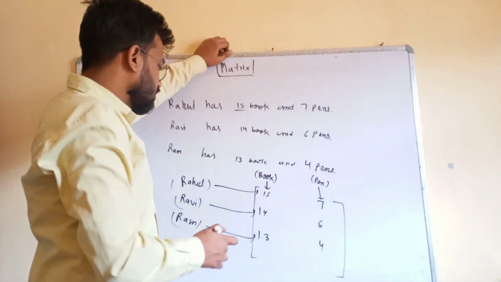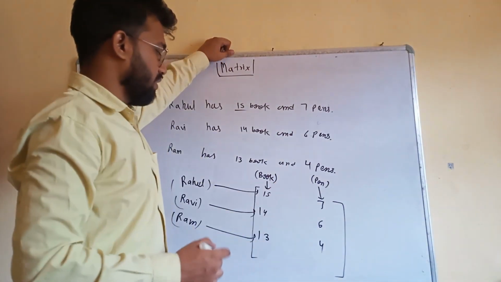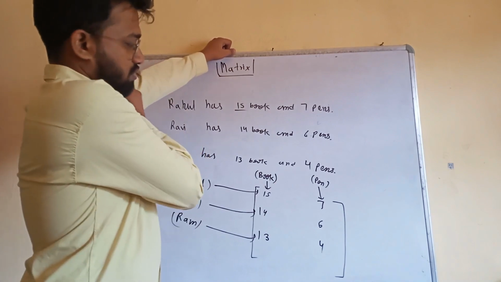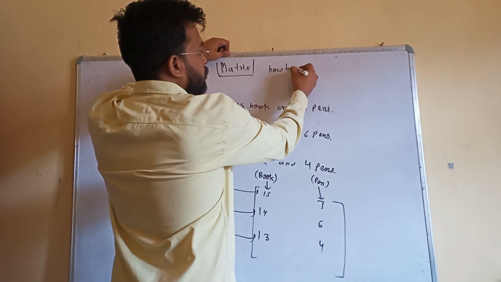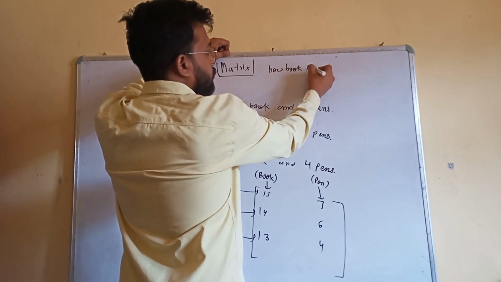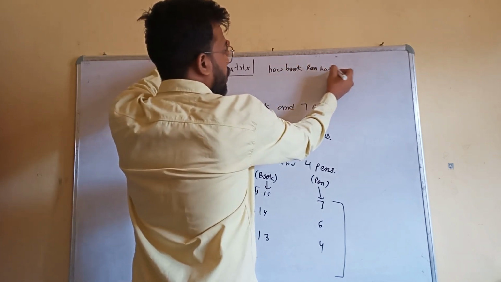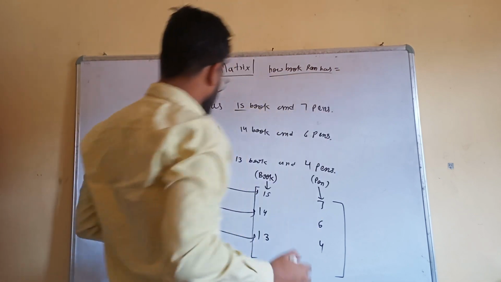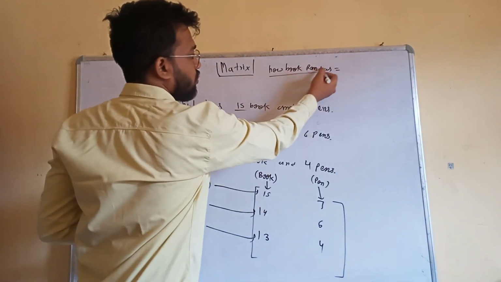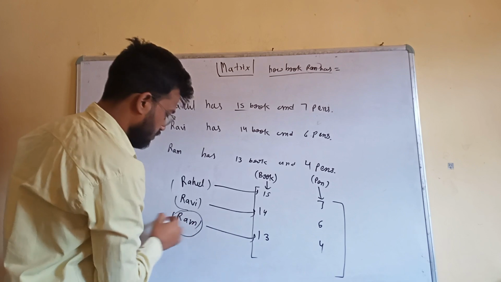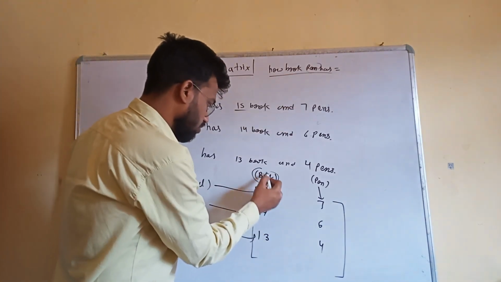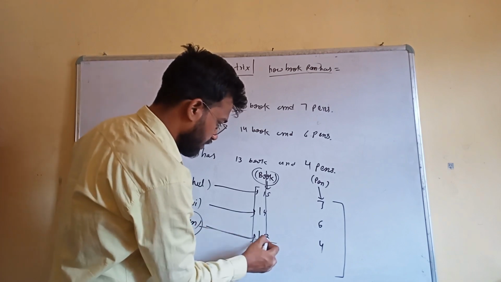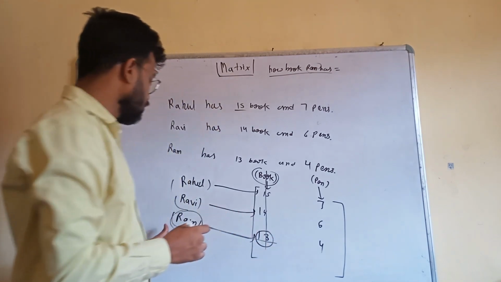Now this representation makes it easy to access the values. Suppose I want to find how many books Ram has. How am I going to find this? First we are talking about Ram, so I will go to Ram here. Second I am talking about books, so I will go to books. Now I will go across and down. Where do they meet? They meet at 13.